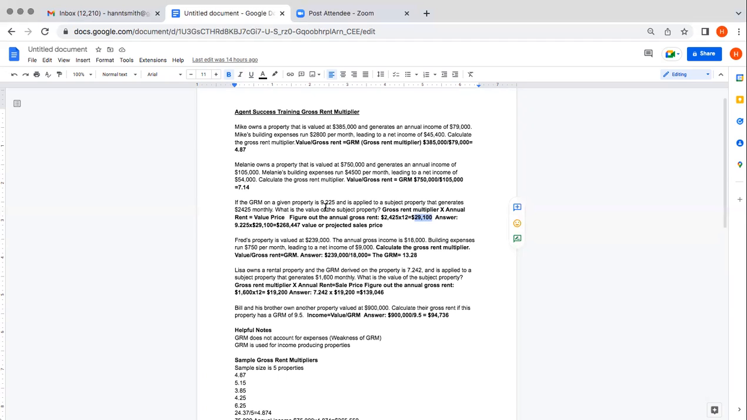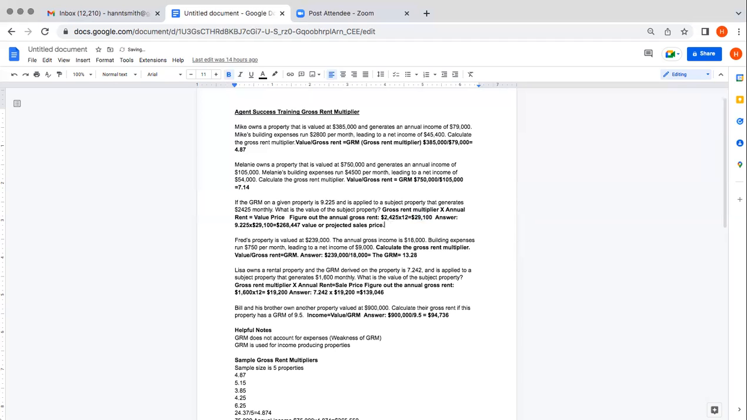Now let's go back to the question. We know what the multiplier is, 9.225, and so the answer is simply multiplying the $29,100 gross rent annually times the multiplier. Here's the equation: 9.225 times $29,100 equals a value of $268,447. That's the projected sales price of this property.